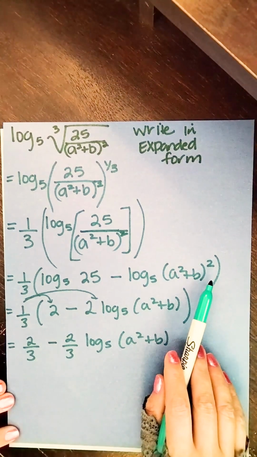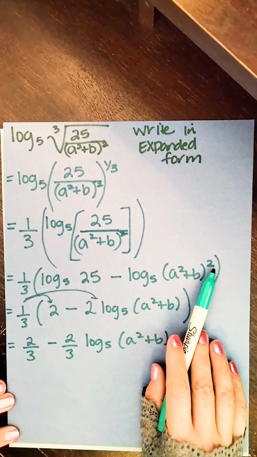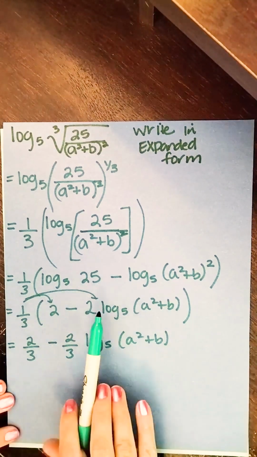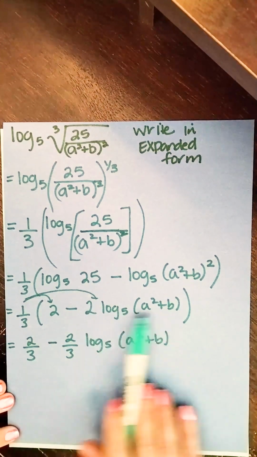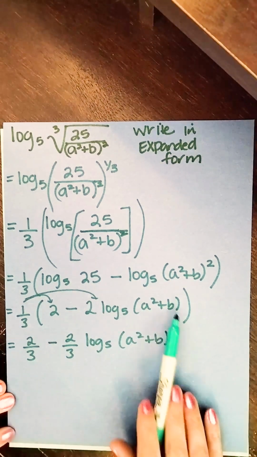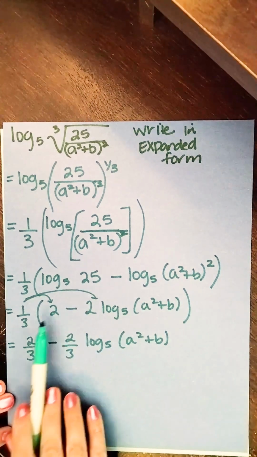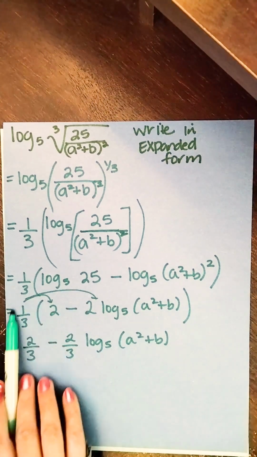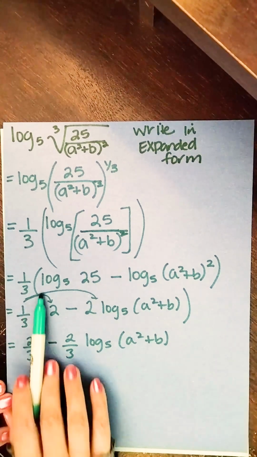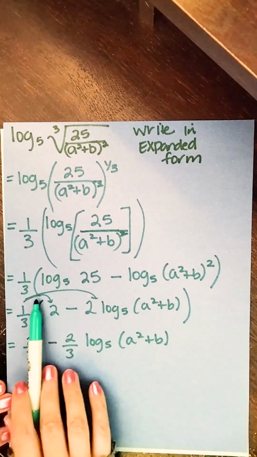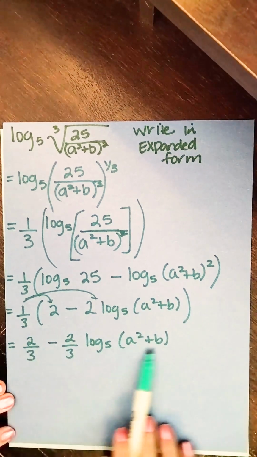And the next step, we use the power property of log, so we brought the power to the front. So it's the power times the log of the argument, and log base 5 of 25 is 2. And then last, I distributed 1/3, 1/3 times all of this. So I distributed 1/3 to everything within the parentheses. So we multiplied and we got this.